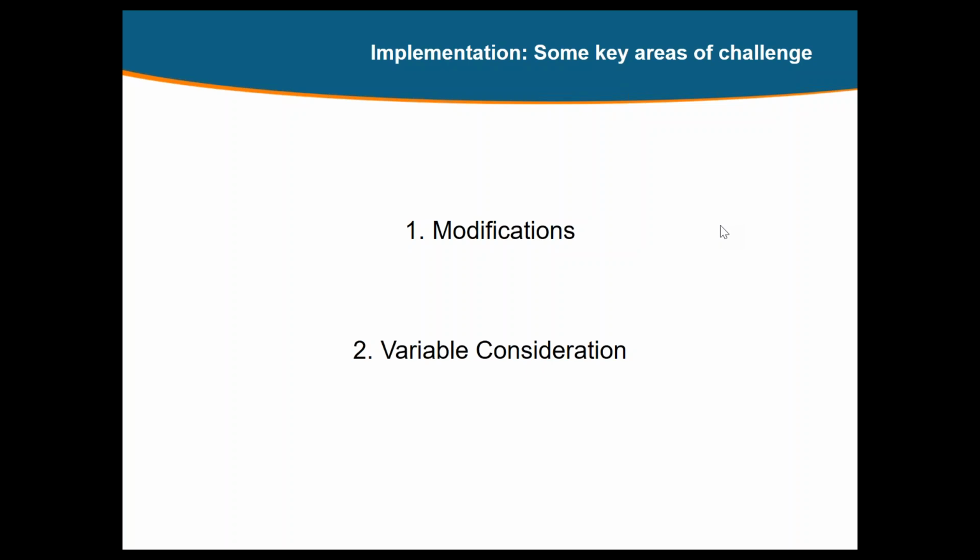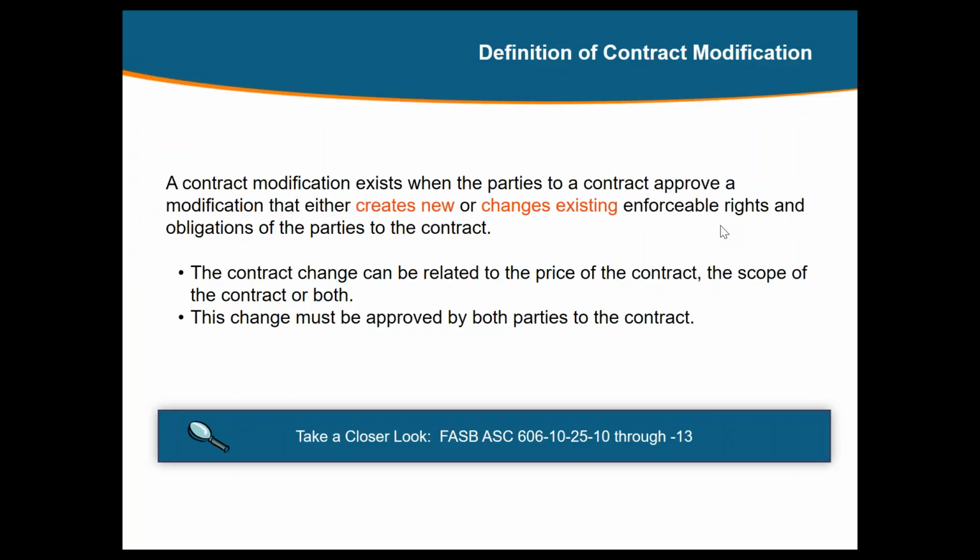So if we want to start with modifications, and with as much revenue recognition guidance as currently exists today, believe it or not, it really does not address modifications. There's not a robust or comprehensive model on how to treat contract modifications today. 606 changes that. It now provides this robust model.